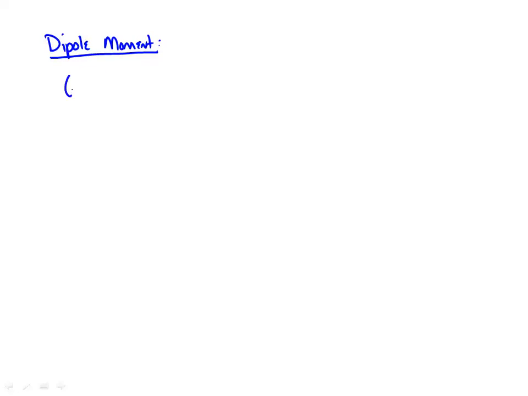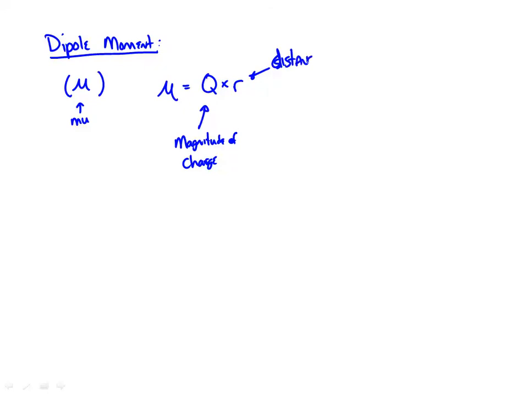It's given the symbol mu, so that's the Greek letter mu, and we know that mu is equal to Q times R, where Q is the magnitude of the charge, and then R is simply the distance between the atoms.